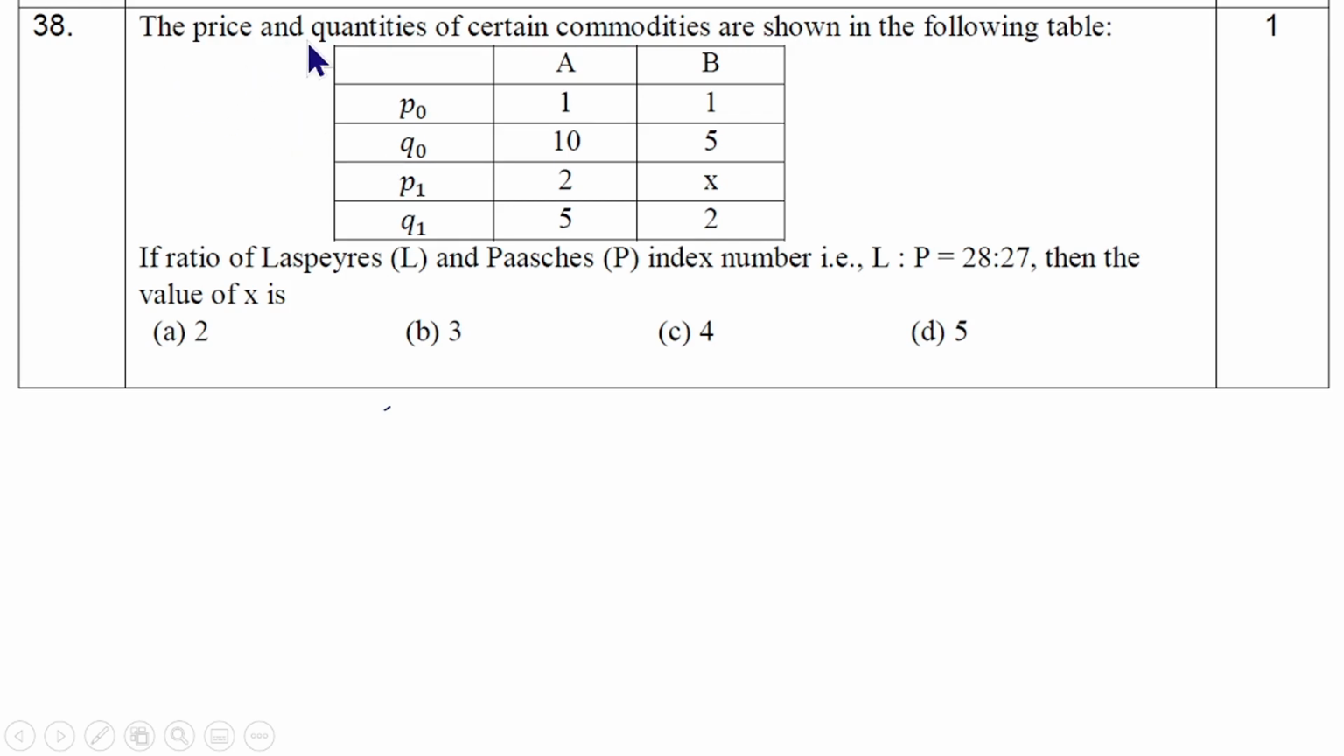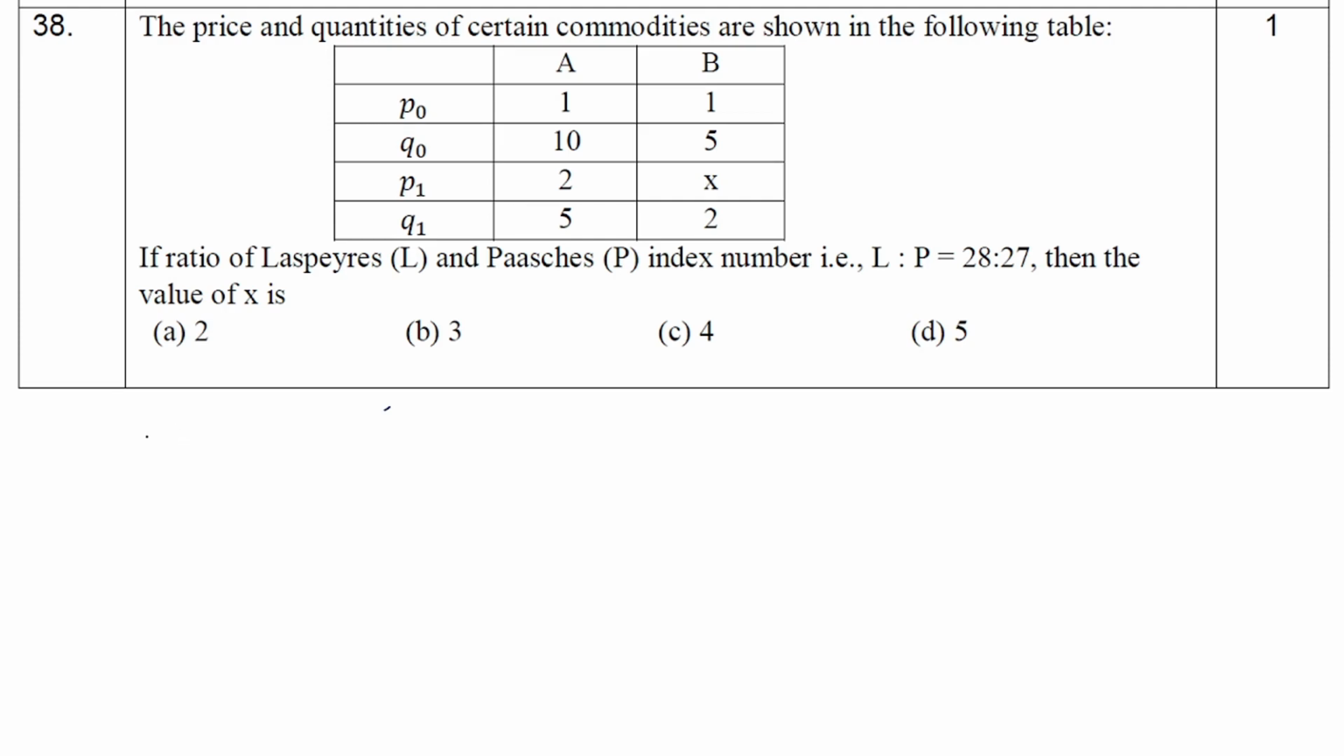The next question, the price of quantities of certain commodities are shown in the following table. So here the price of certain commodities A and B are shown here, and it is given that the ratio of Laspeyres and Paasche's index number, that is L is to P, is 28 is to 27, then the value of X is. So here the ratio of Laspeyres and Paasche's index is given. We need to find the value of X.